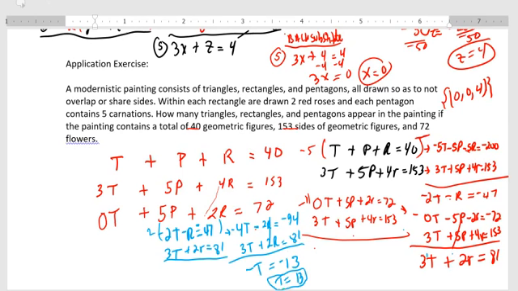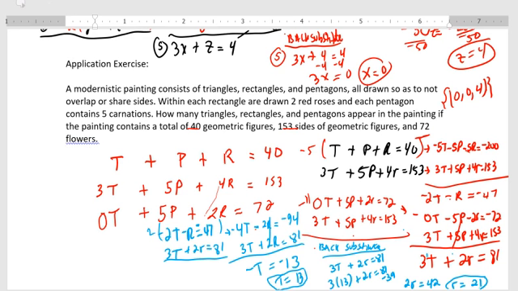So now we can substitute t equals 13 into one of the two equations. So I'm going to use 3t plus 2r equals 81. So 3 times 13 plus 2r equals 81. So 3 times 13 is 39. So subtract 39. So 2r is equal to 42. Divide by 2, so r is going to be 21.